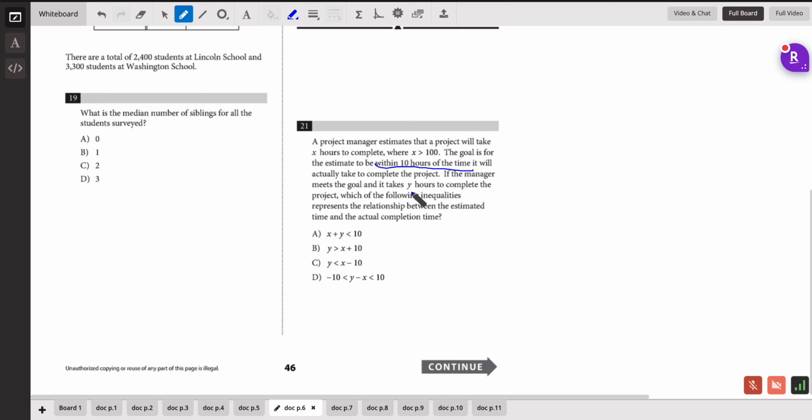So remember, Y is the actual time. They're saying the difference between the actual and the estimate needs to be within 10 hours. So the only one here that has the double inequalities is this one. So we automatically know it has to be that one, because whenever it's between something, you're going to have the double inequality signs. But it also talks about the difference having to be within that range. And because of that, it has to be letter D.